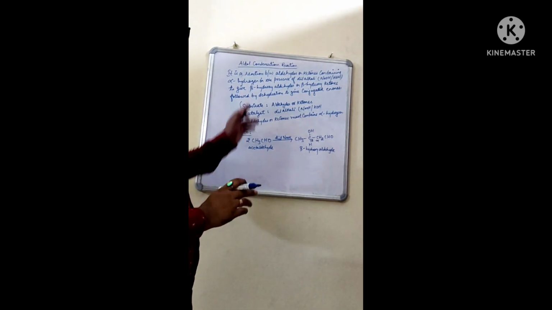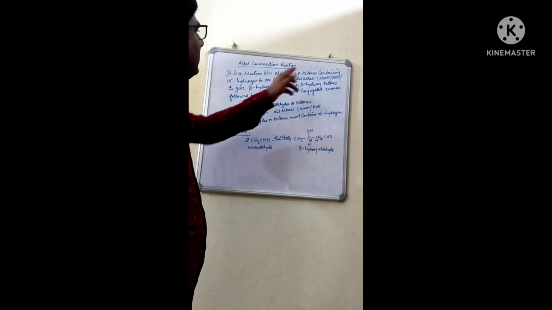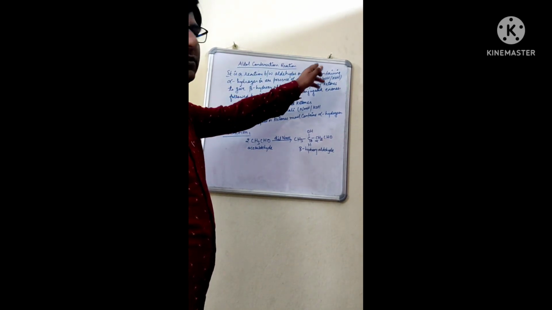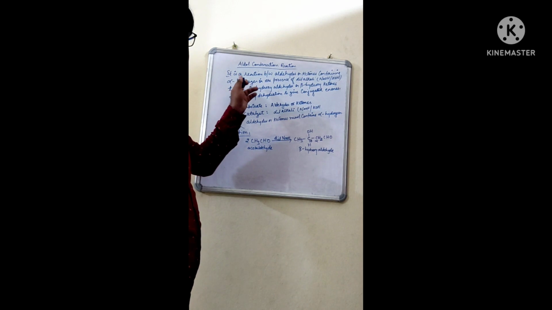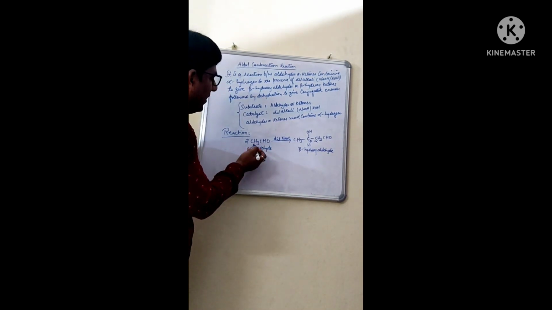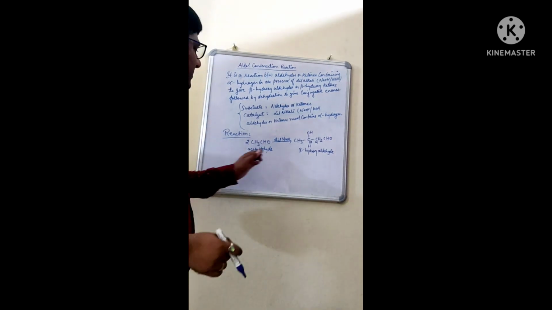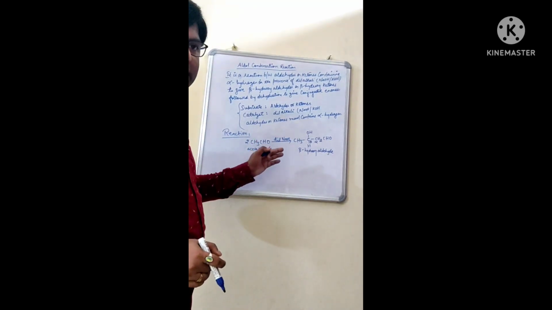That is why I told you in this reaction that there is a must condition that the aldehyde or the ketone, whatever you are choosing, it must contain alpha hydrogen. So here the role of this base is to remove the alpha hydrogen from the acetaldehyde. So this is the reaction. Hope you have understood this.